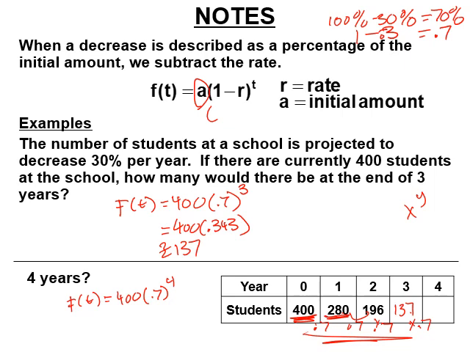So 0.7 to the 4th power, I'm getting 0.2401. I have to multiply that times 400. And you get approximately, it's 96.04, but approximately 96 students are left. So we're decreasing by 30% per year, fewer and fewer students.